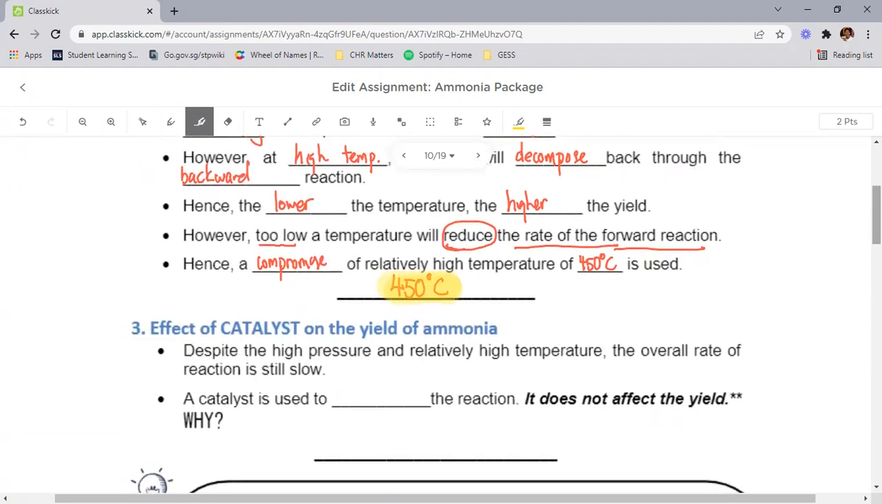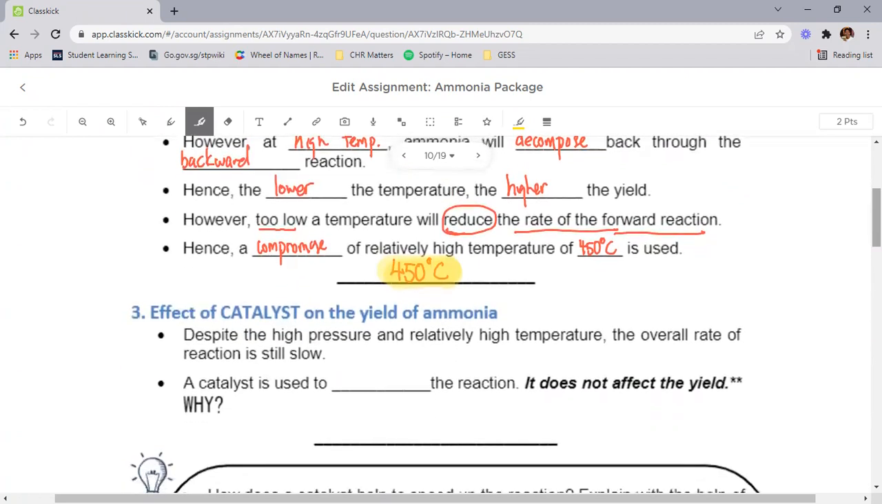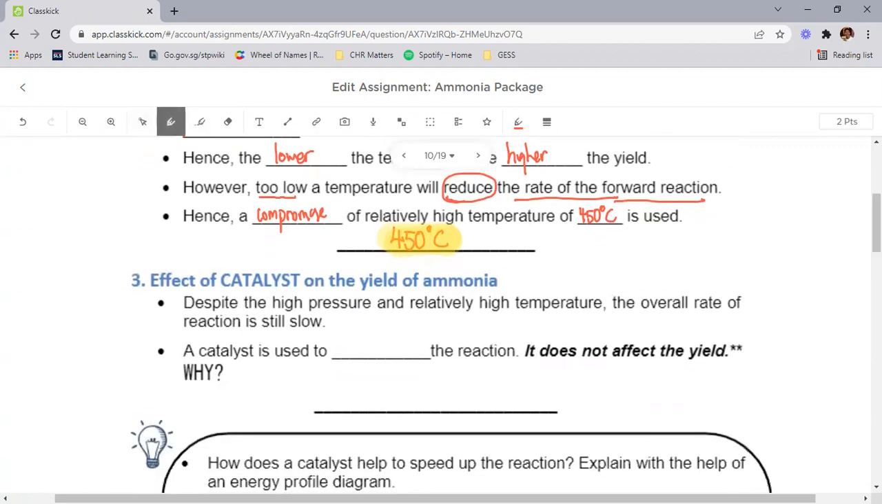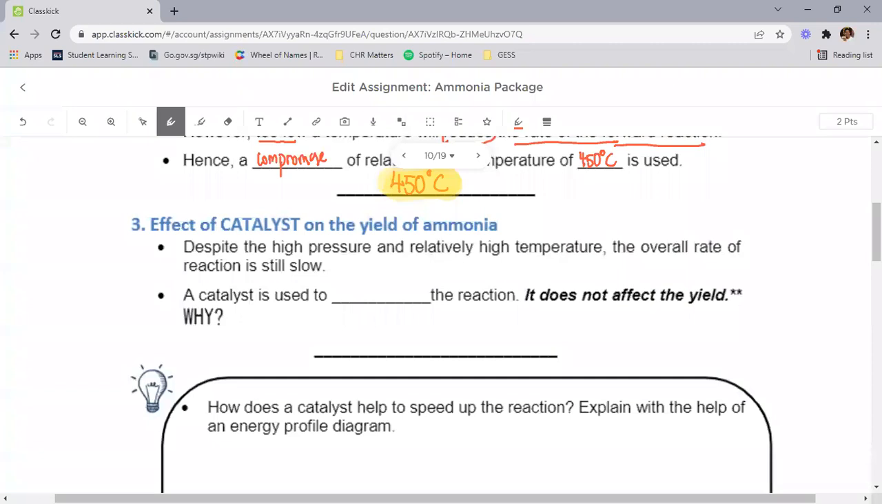So you have the pressure, 250 atmospheric pressure, and temperature, 450 degrees Celsius. Next, we want to speed up the reaction not just based on pressure and temperature. We're going to speed up the reaction using a catalyst. In many industrial processes a catalyst is used, especially if it's a reversible reaction, because it's going to speed up the reaction. Take note, it does not affect the yield. This is not only for this chapter; in speed of reaction you must also remember the catalyst does not affect the total product produced.